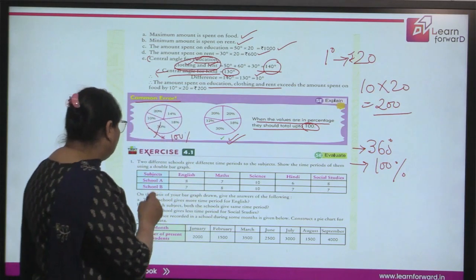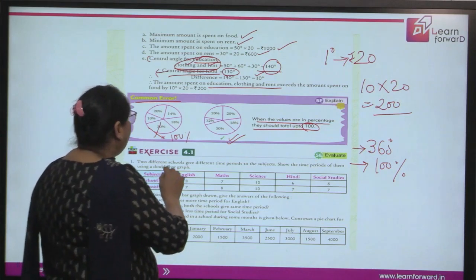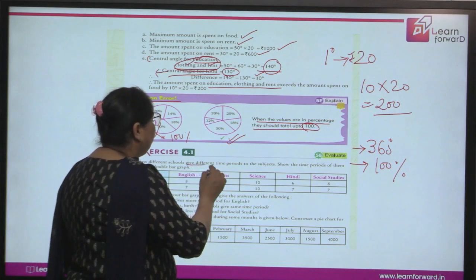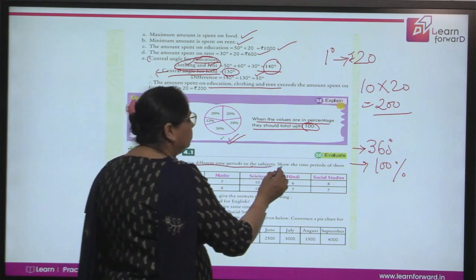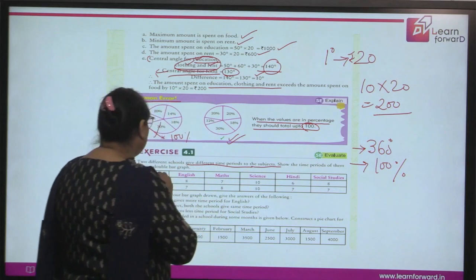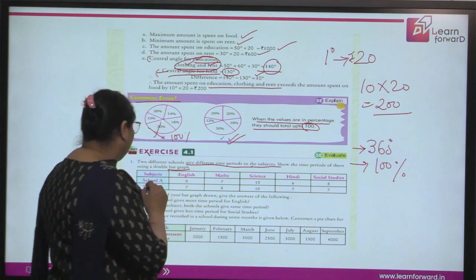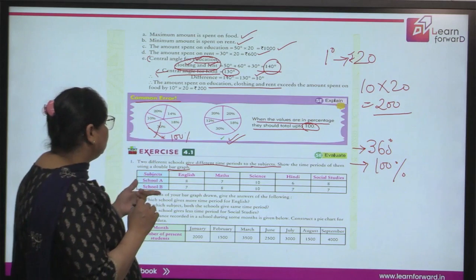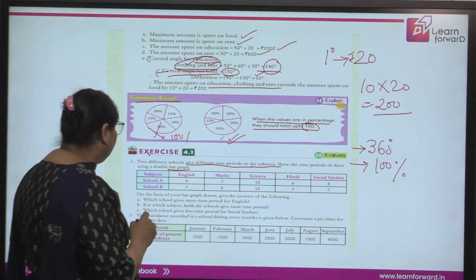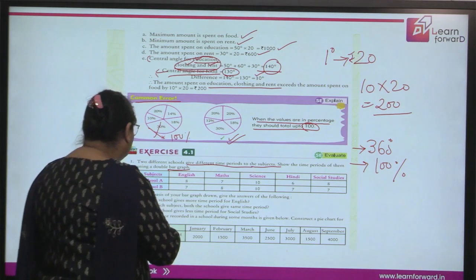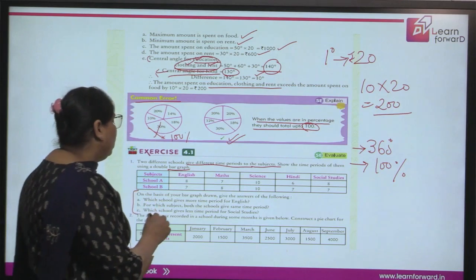Now this is the exercise for you. Two different schools give different timetables to the subject. Show the time of each using a double bar graph. We have to represent this with a double bar graph and then answer these questions according to the graph you draw.